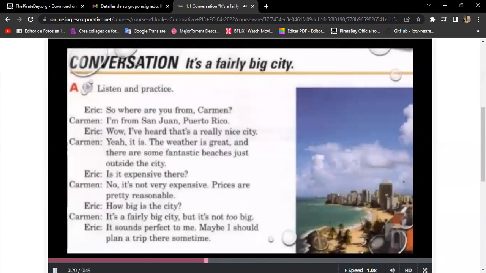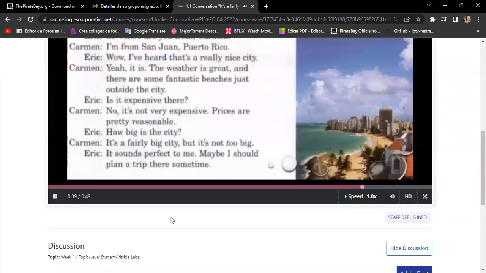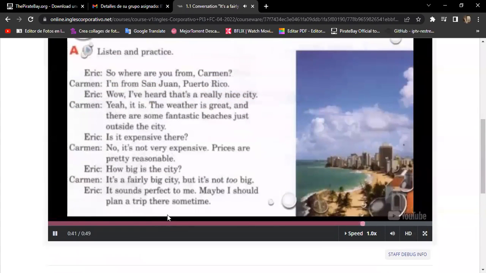So where are you from, Carmen? I'm from San Juan, Puerto Rico. Wow, I've heard that's a really nice city. Yeah, it is. The weather is great, and there are some fantastic beaches just outside the city. Is it expensive there? No, it's not very expensive. Prices are pretty reasonable. How big is the city? It's a fairly big city, but it's not too big. It sounds perfect to me. Maybe I should plan a trip there sometime.